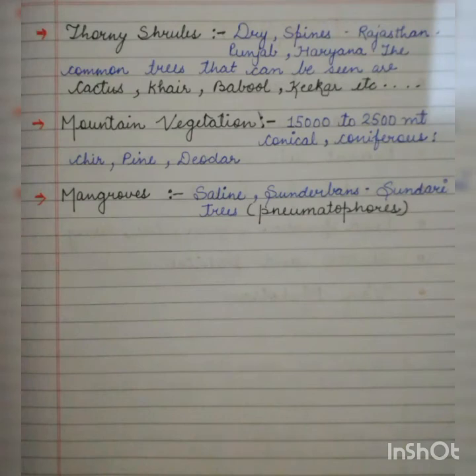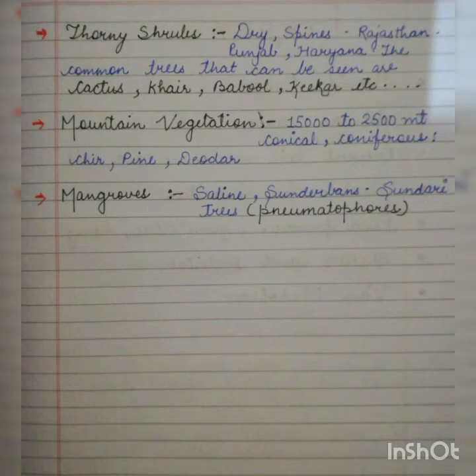As I have told you that water is salty and marshy, the roots pop out from the ground and therefore they are known as aerial roots. And aerial roots are also known as pneumatophores, and these are the five common vegetation types that are seen in India.